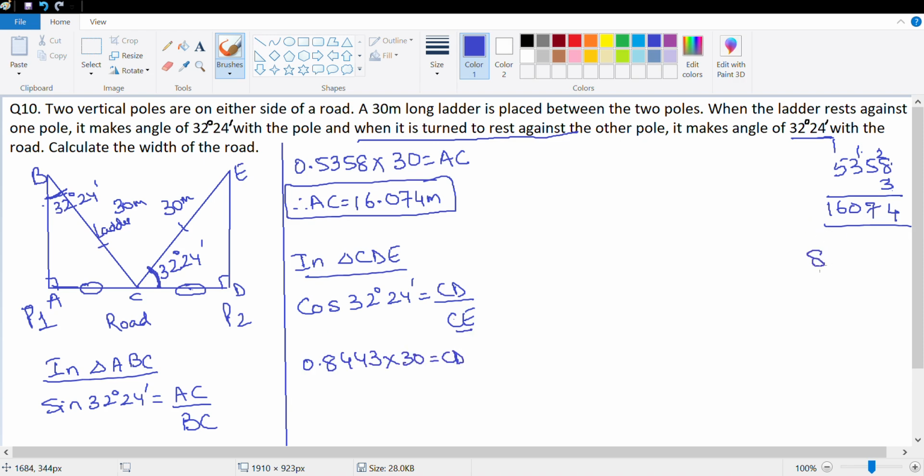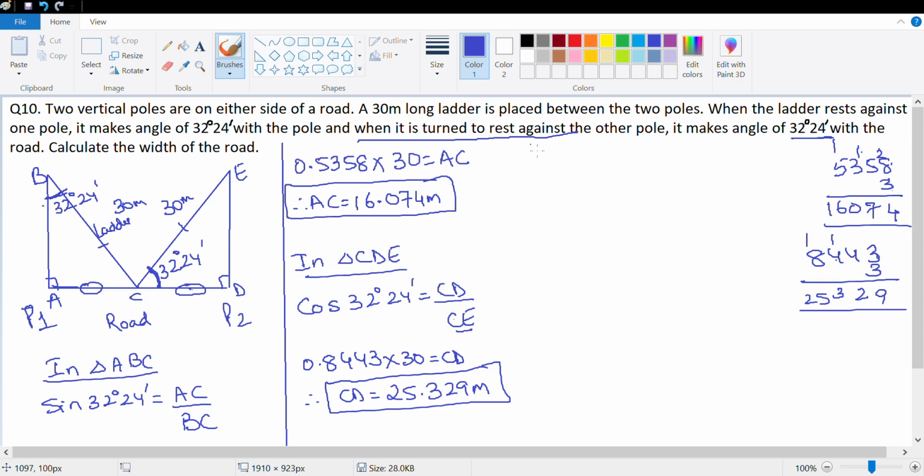Let's multiply 8443 with 3. That's 9. 3 4s are 12. 12 plus 1 is 13. 24 plus 1 is 25. So this is 25.329. Therefore CD is equal to 25.329 meter. Done. As per the question, they want me to find the width of the road.